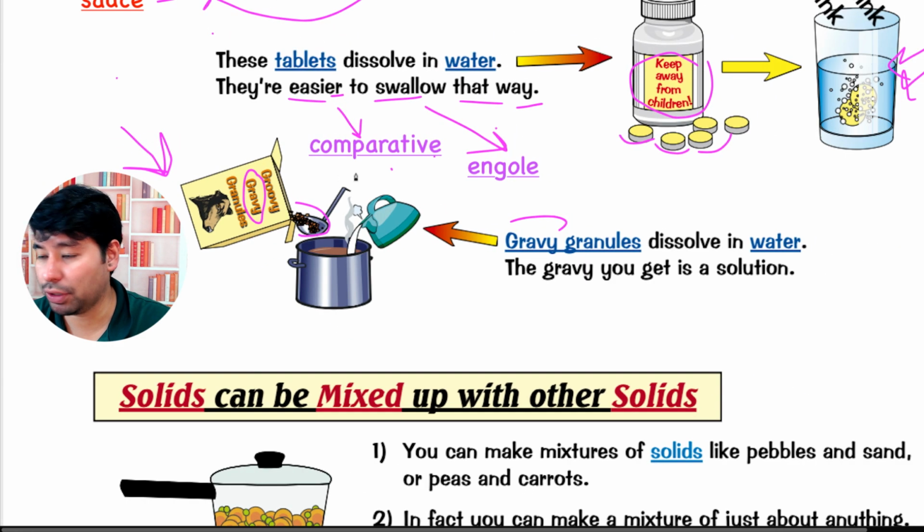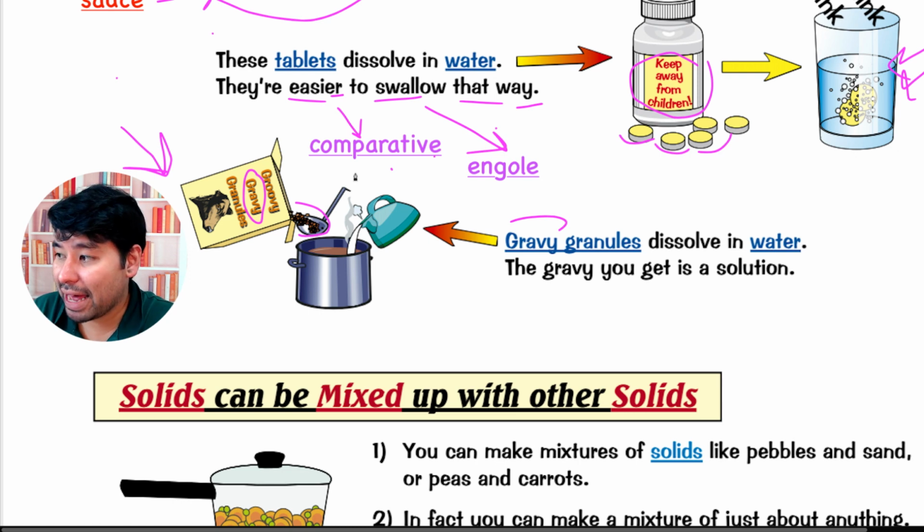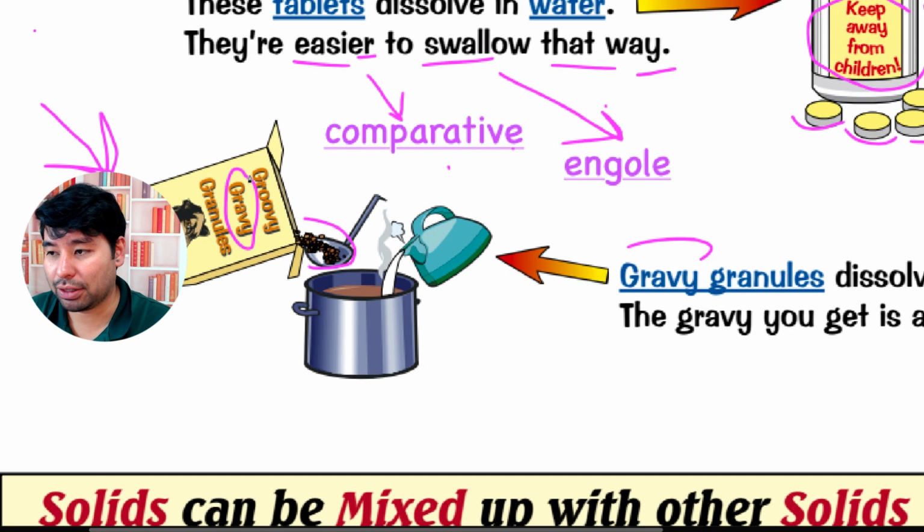So let's continue, okay? Gravy granules dissolve in water. The gravy you get is a solution. So that's why we mix that with the water. Normally we use it when we are cooking, right? So we mix the spices and the gravy granules, right? Ou seja, os temperos. And then of course it gets the taste, right? So that is the meaning, right? That is the meaning.